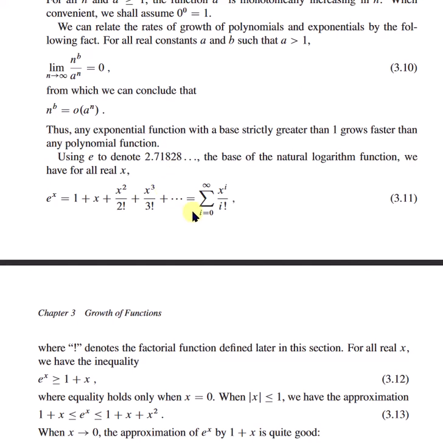Using e to denote 2.71828, the base of the natural logarithm function, we have for all real x. There is a proof for this. We are not going to see this now, but the summation comes to this: x to the power i by i factorial, i equal to 0 to infinity.